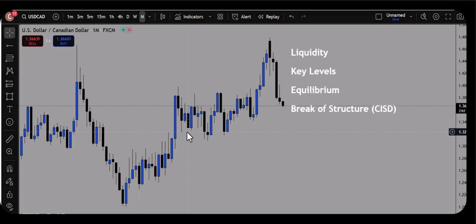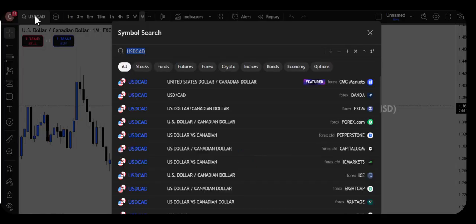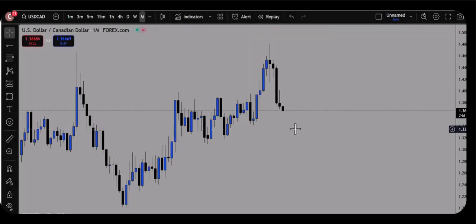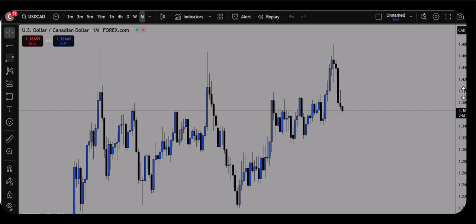Before we get started, take note of liquidity, key levels, equilibrium, and break of structure. Take note of these four things. For this case study, I'm using USD/CAD. I like to use forex.com; they have an amazing chart. Starting from the monthly chart.